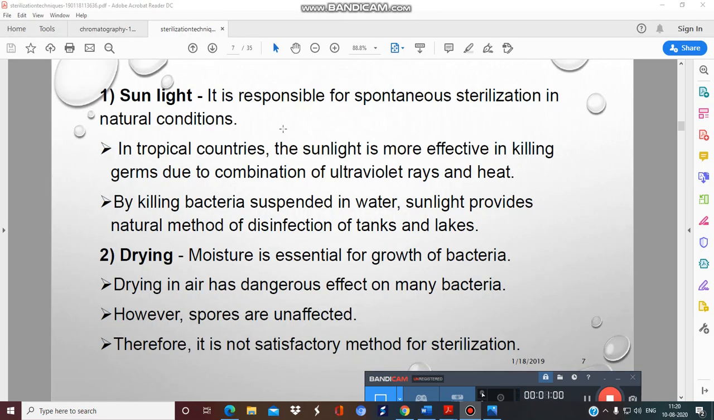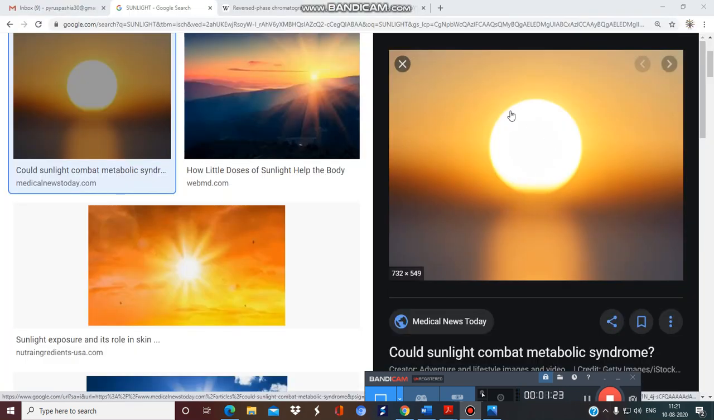Sunlight is responsible for spontaneous sterilization in natural conditions. As we saw in the previous lecture, there is sunlight, but what is happening is the UV rays. With the help of ultraviolet light, it is helpful in killing bacteria suspended in water, and it provides a natural method of disinfection in tanks and lakes. Yes, the sunlight.